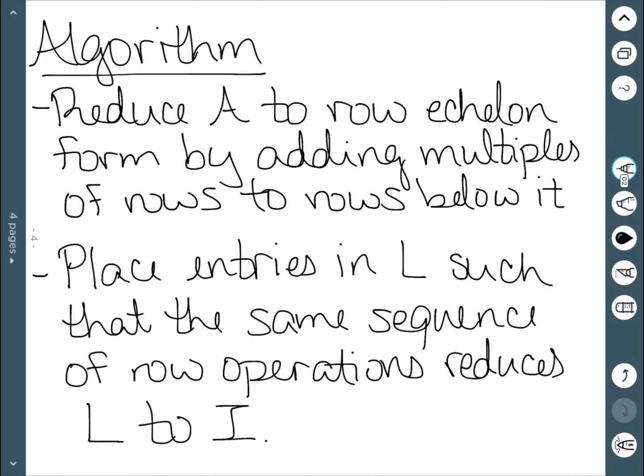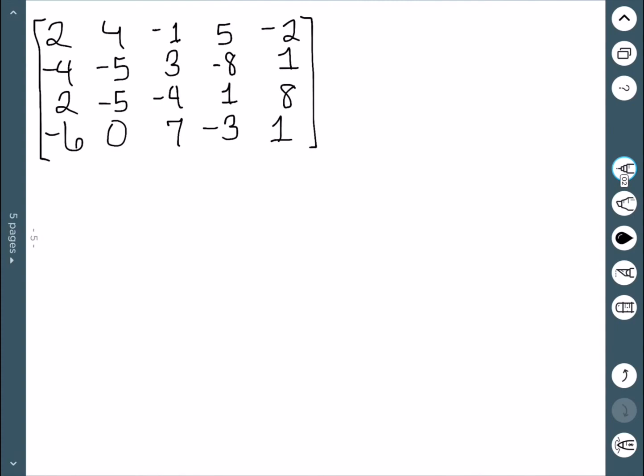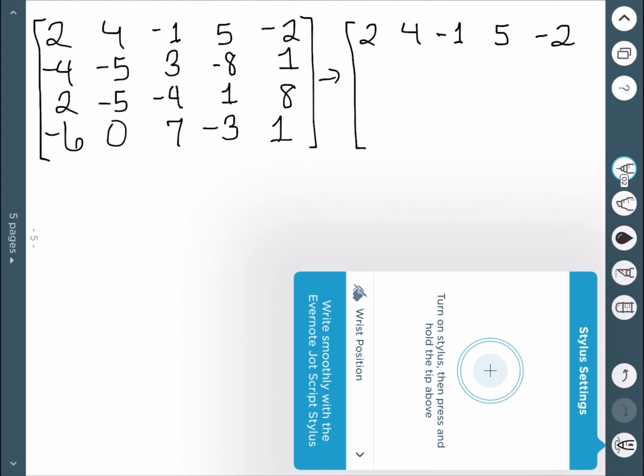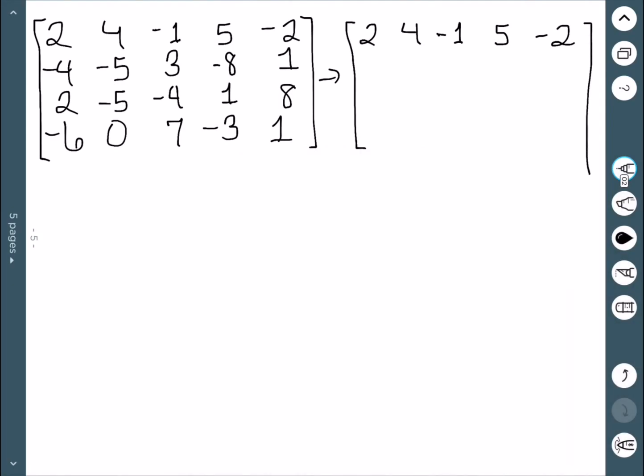The second step is to place entries in our matrix L such that the same sequence of row operations we did in the first step would reduce the matrix L to the identity. And we'll do a couple examples demonstrating this process. Here is our first matrix that we'll start with. Essentially, we start by leaving the first row completely alone. After all, we can only add a multiple of one row to a row below it, so there's nothing we can do to change this since there isn't a row above it.